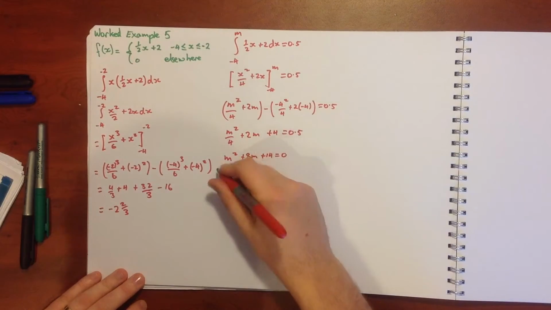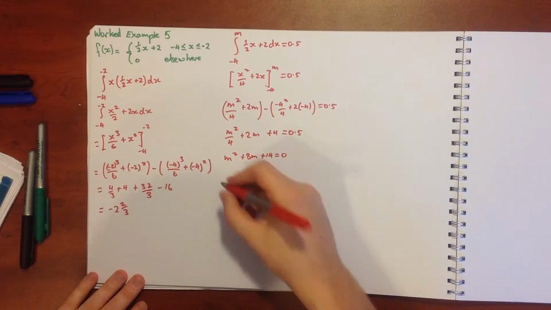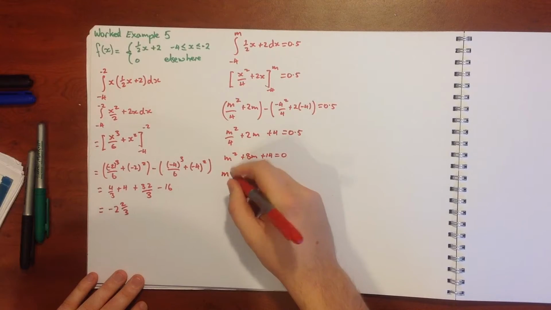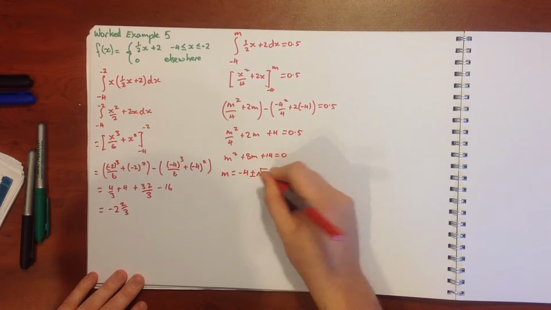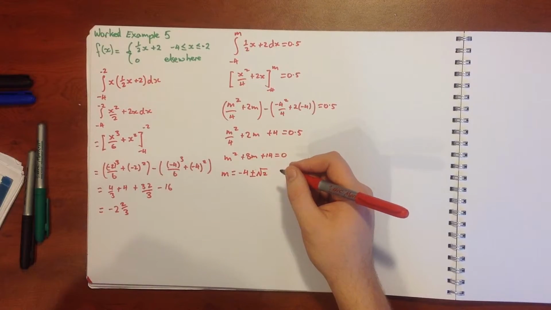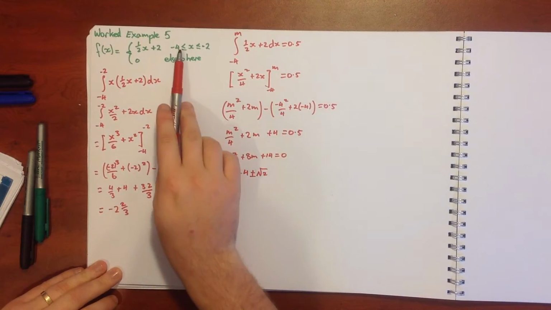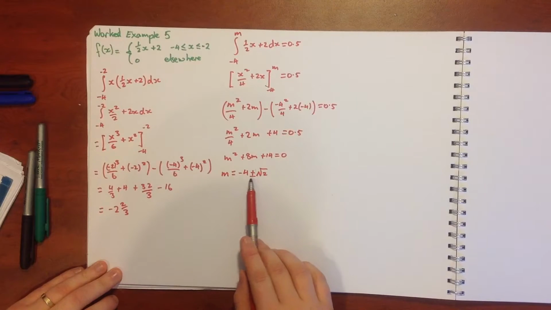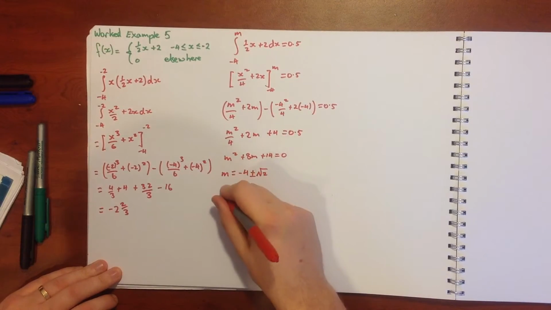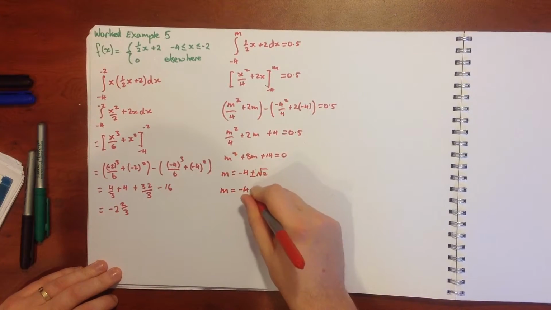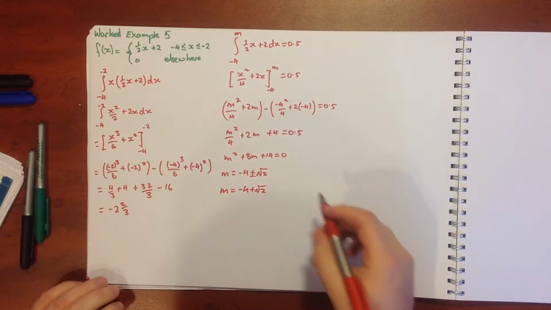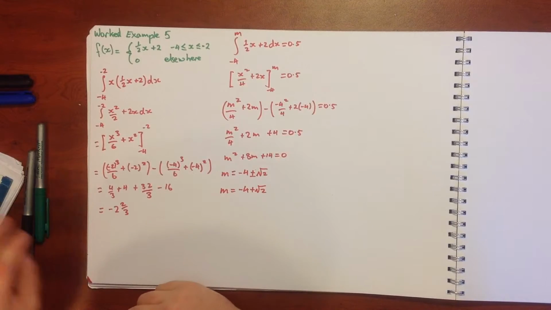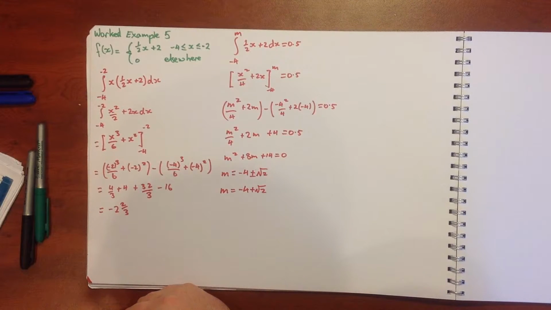When we do that, we find that m equals negative 4 plus or minus root 2. Negative 4 is at the lower end of our domain, so we can't have the negative one because it'll take us outside our domain. So m will equal negative 4 plus root 2. And when we have a look at part C, we need the variance.